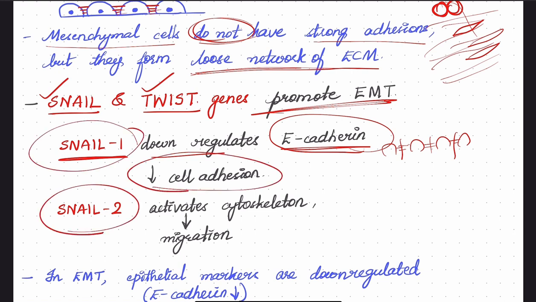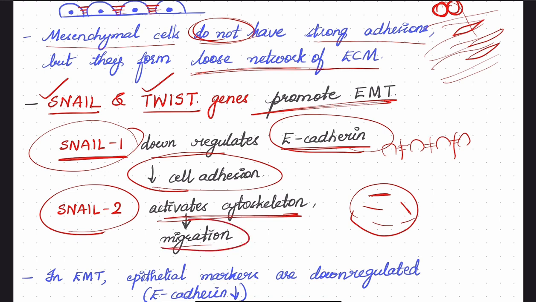Whereas Snail 2 activates the cytoskeleton. The cell's cytoplasm has cytoskeleton, like intermediate filaments or microfilaments, which are necessary for cell movement. So it activates the cell's cytoskeleton, which is necessary for migration. The cell has to move through, right? For this migration, the cytoskeleton has to be activated. For that, Snail 2 is helpful.